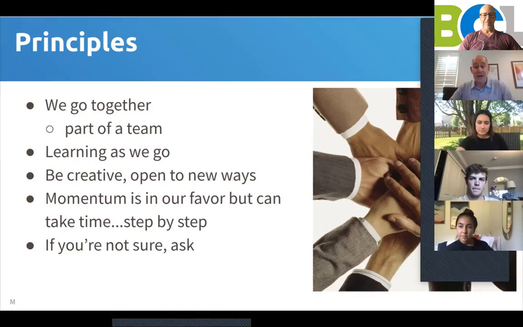Momentum these days is in our favor. We're getting more and more signees. More businesses are paying attention. A new report today on droughts in the West got a lot of people's attention, but still getting businesses to sign on takes time. So we've got to be patient. And as we go along, if you're not sure, ask. Randy and I are always available to answer questions.